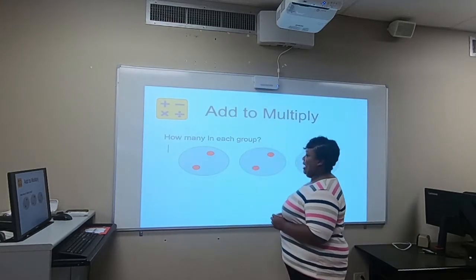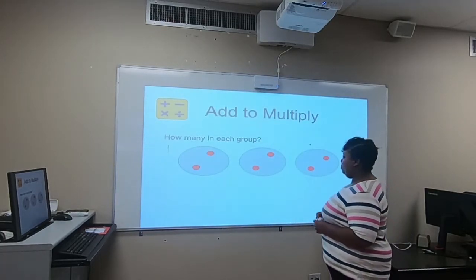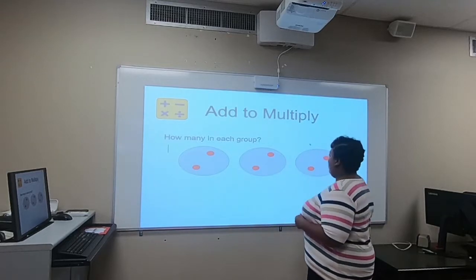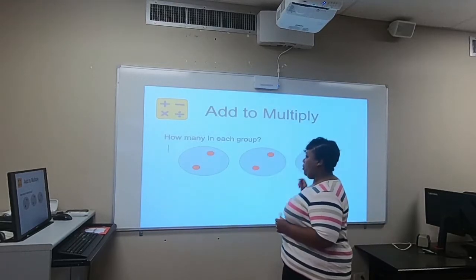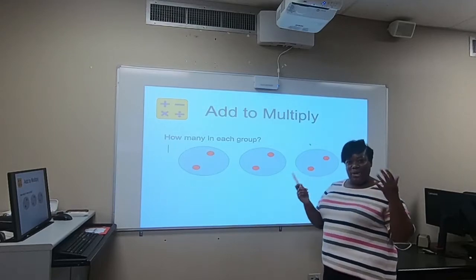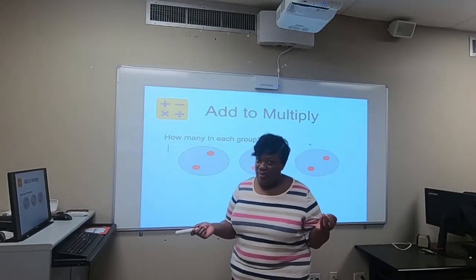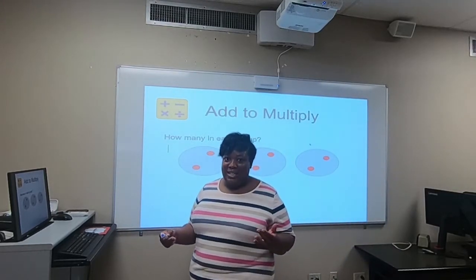How many in each group? So if I look at each one of these groups, I see 2 red circles in each group. So what do we call that? That's the size of each group. That is the size of the group.